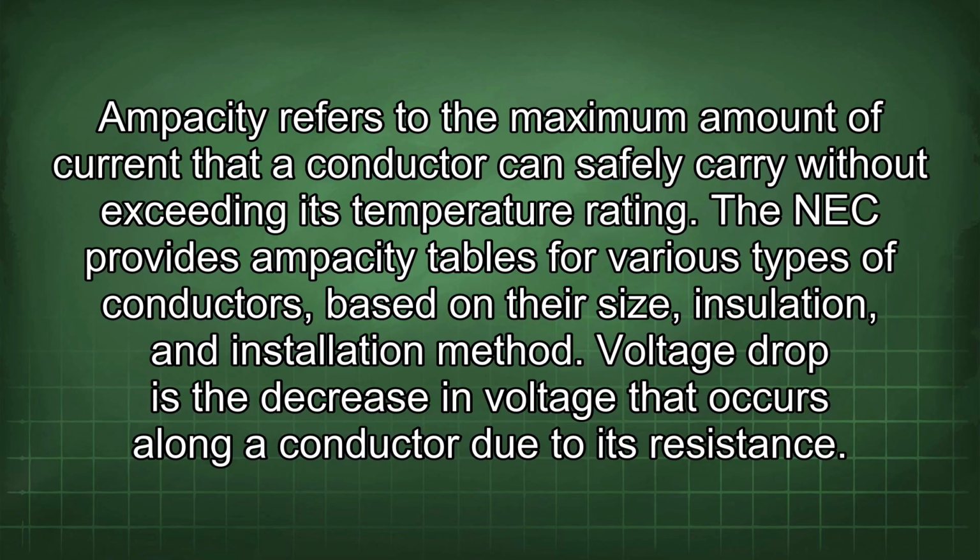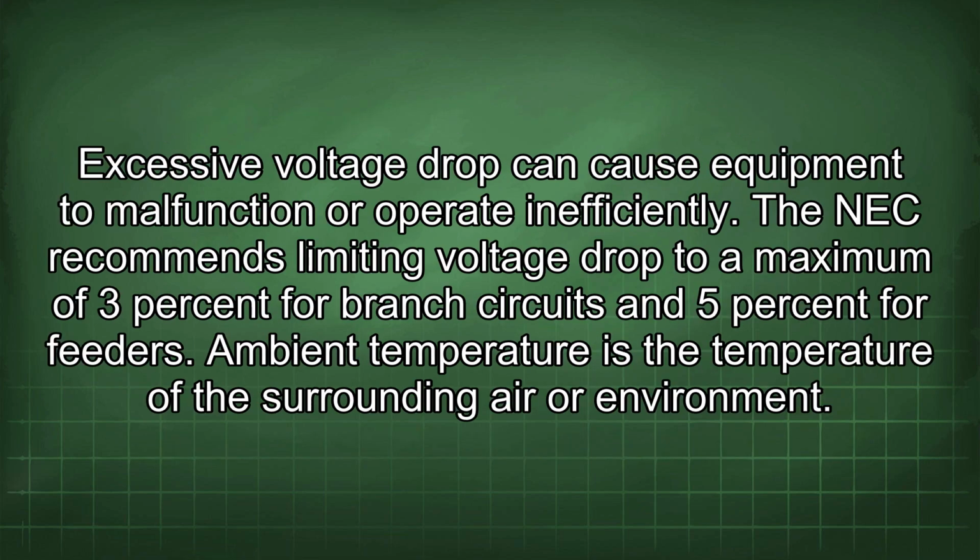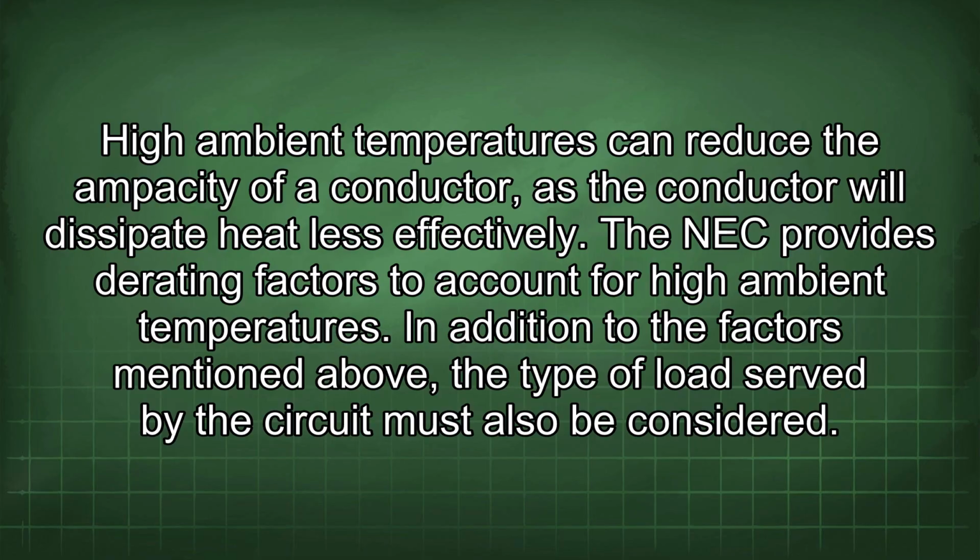Voltage drop is the decrease in voltage that occurs along a conductor due to its resistance. Excessive voltage drop can cause equipment to malfunction or operate inefficiently. The NEC recommends limiting voltage drop to a maximum of 3% for branch circuits and 5% for feeders. Ambient temperature is the temperature of the surrounding air or environment. High ambient temperatures can reduce the ampacity of a conductor, as the conductor will dissipate heat less effectively. The NEC provides derating factors to account for high ambient temperatures.